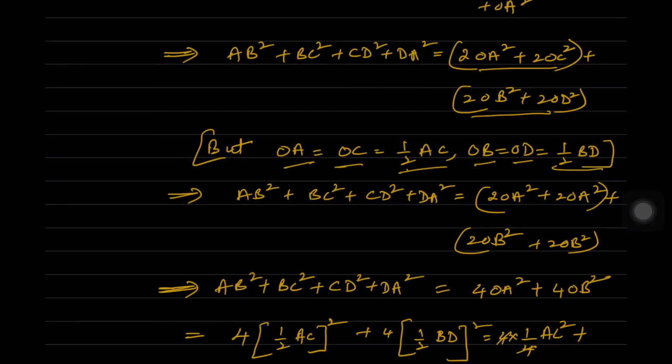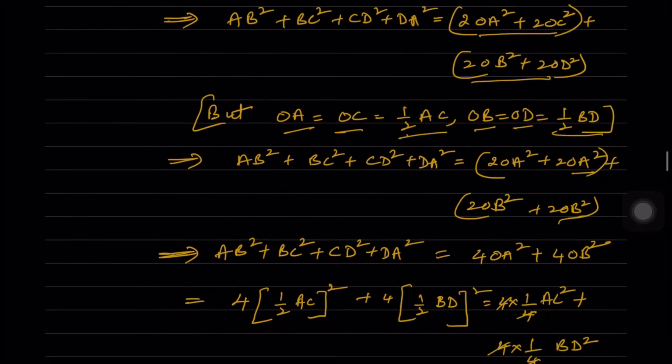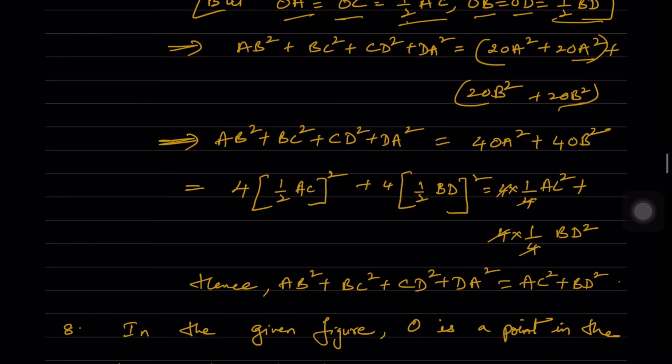So now in the place of OC we are going to write OA, and in the place of OD we are going to write OB. So now when you are adding all of them, you get AB square plus BC square plus CD square plus DA square is equal to 4 OA square plus 4 OB square.